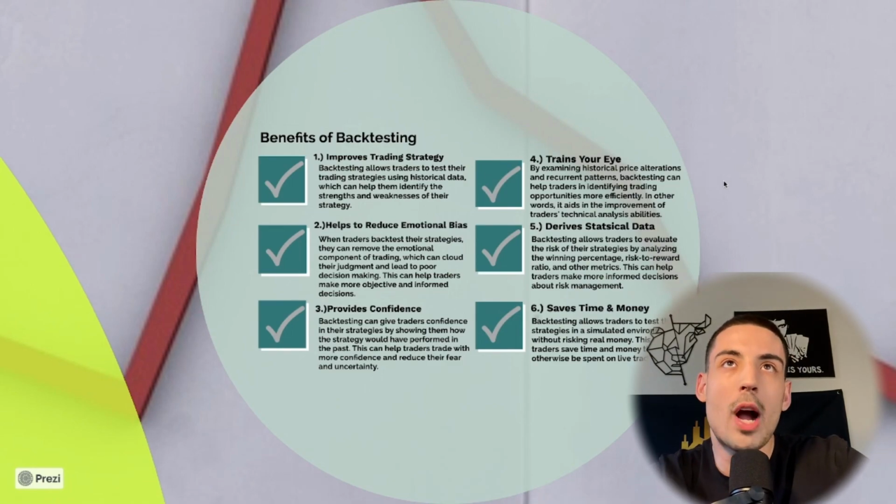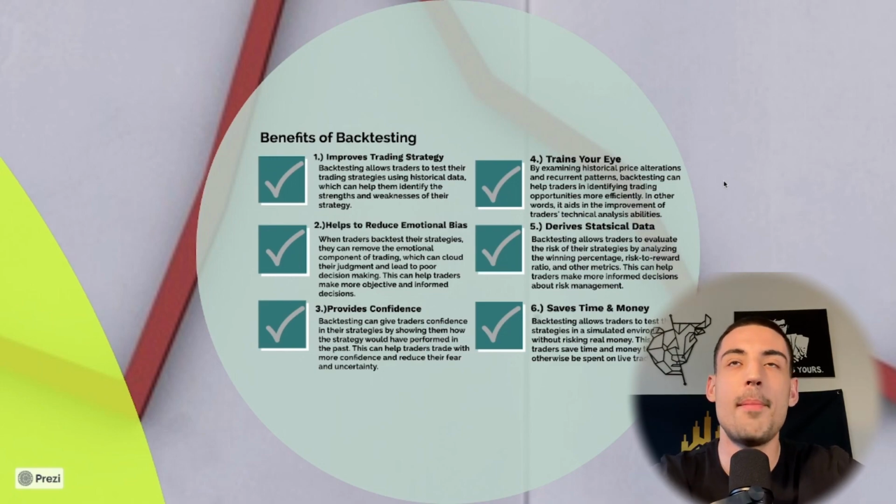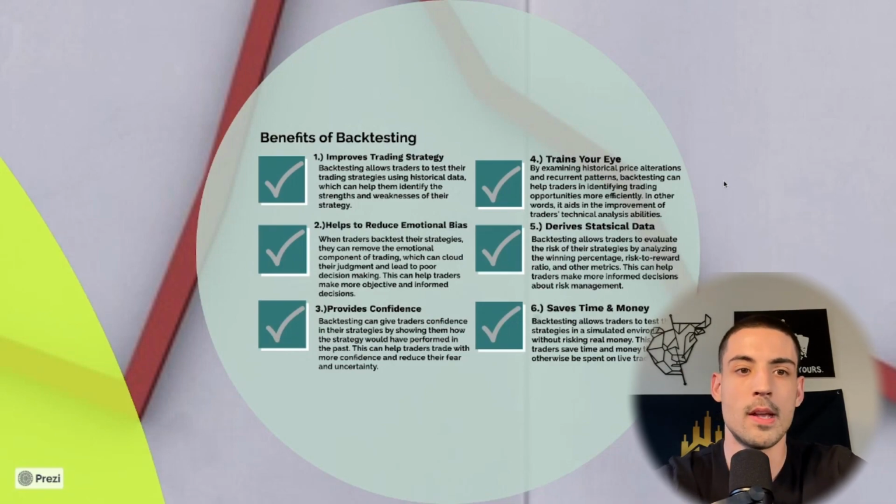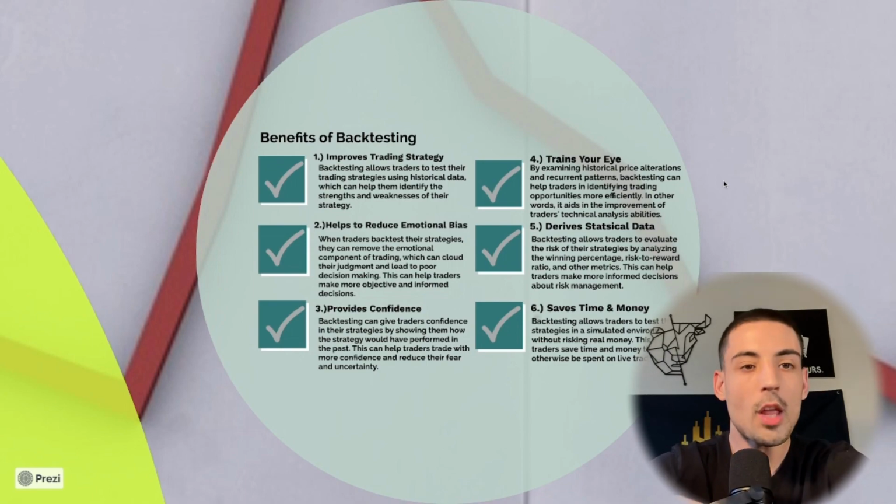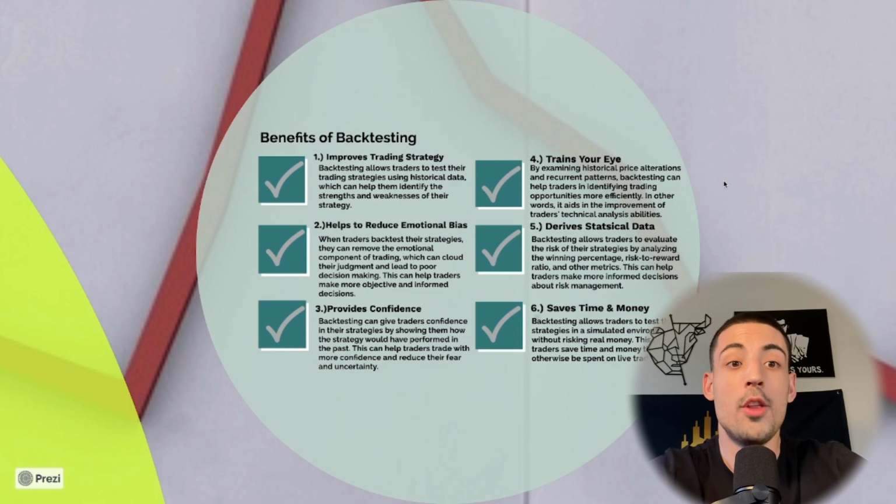Number 4, trains your eye. This is a very, very big one. By examining historical price alterations and recurrent patterns, backtesting can help traders in identifying trading opportunities way more efficiently. In other words, it aids in the improvement of traders' technical analysis abilities. The way I like to put this is the more chart time that you get, the more hours you spend on the charts, the more likely you know how the markets move, the quicker you are going to be able to identify your trading opportunity.